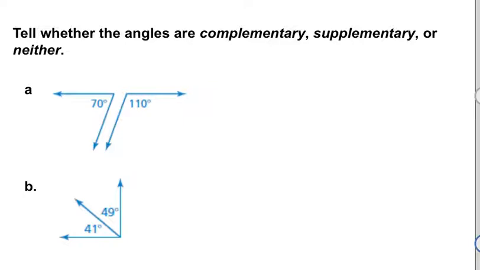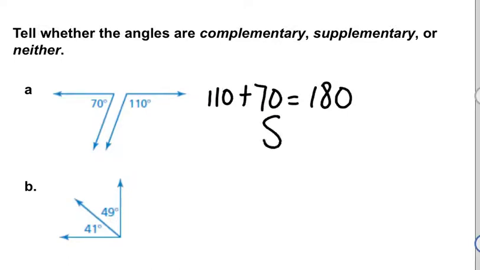Okay, what's the sum of the angles here? 70 plus 110 is 180, so it has to be supplementary. You're right, Tyler. That is easy enough. What about B? Complementary, supplementary, or neither? We're going to give a finger show of 1 for complementary, 2 for supplementary, or 3 for neither. Okay? That way, it's just quick and easy.